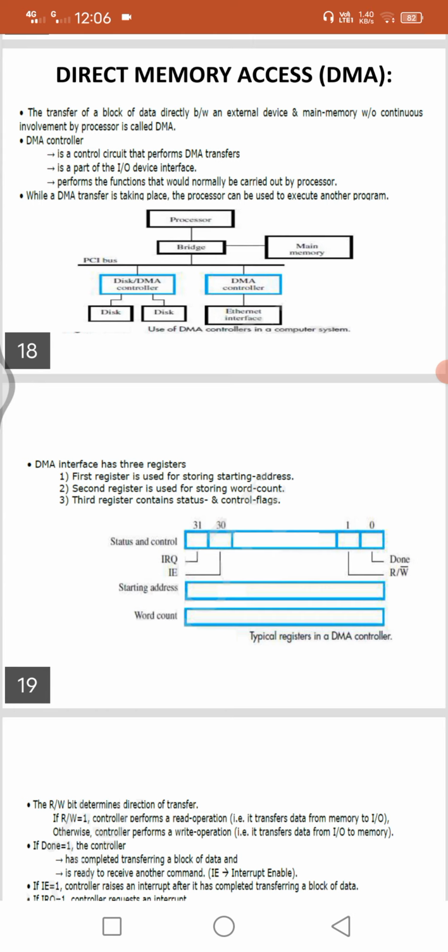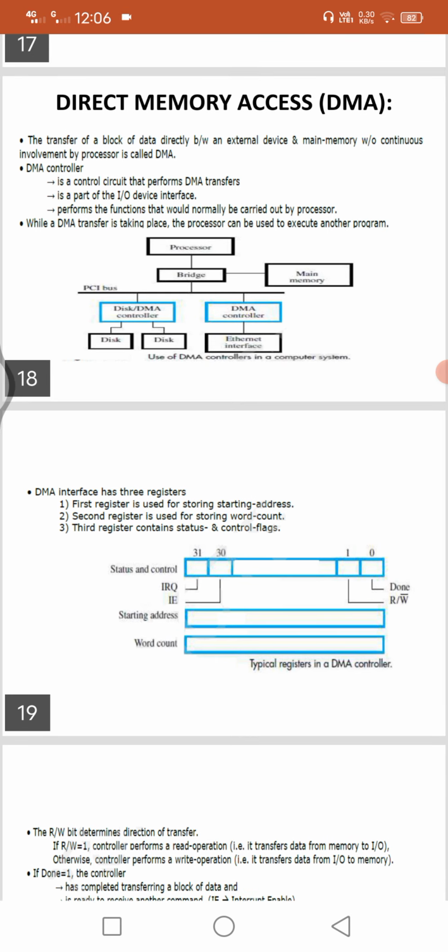In the CPU some controllers are there, and like that in DMA also a controller is there. The DMA controller is a control circuit that performs DMA transfers. It is a part of the input and output device interface. It performs the functions that would normally be carried out by the processor. Whatever task the processor performs, the DMA controller also performs. While a DMA transfer is taking place, the processor can be used to execute another program.